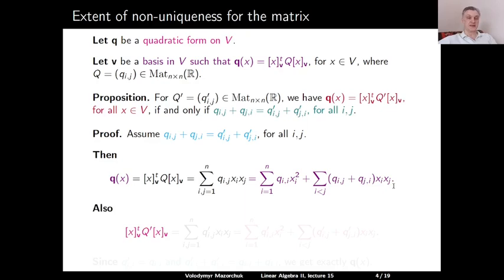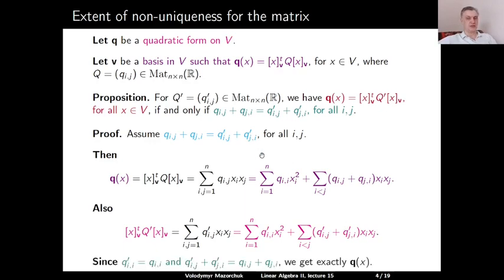And we can, of course, write a similar expression for the matrix Q prime. So if we take the coordinates of x transposed times Q prime times the coordinates of x, this is a sum over all i and j of q_ij prime x_i x_j. We take out the diagonal part, so this is a sum over all i, q_ii prime x_i squared, plus the sum over all i smaller than j, q_ij prime plus q_ji prime times x_i x_j.